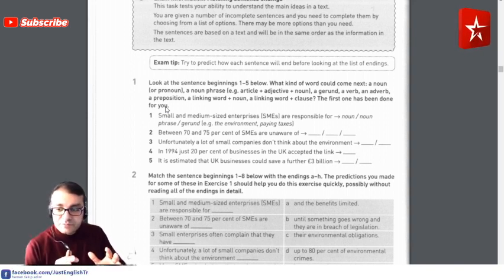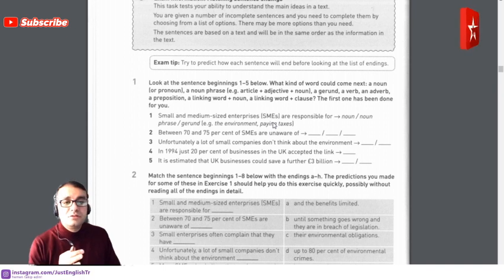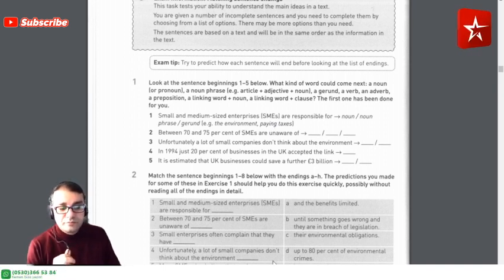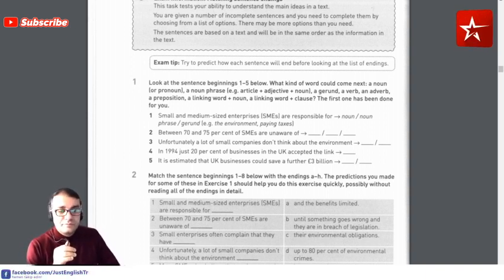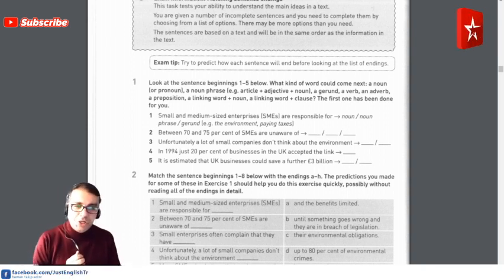Okay, so let's go for number 1. Small and medium-sized enterprises, SMEs, are responsible for what? If you can put it in the right way. Which one do we use here? That's a bit tricky. I know. It's a bit tricky.